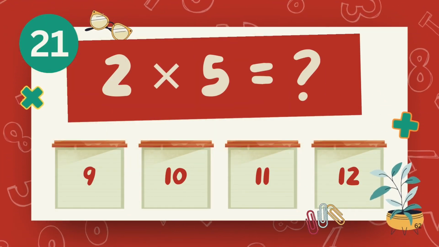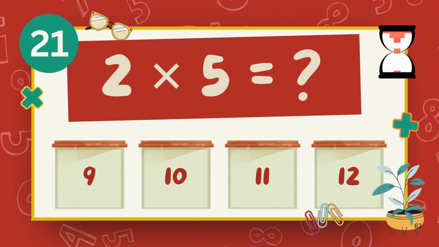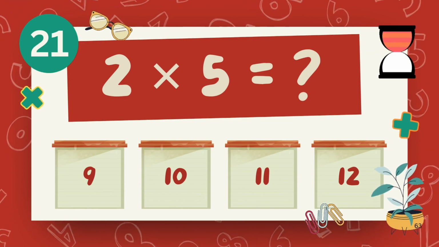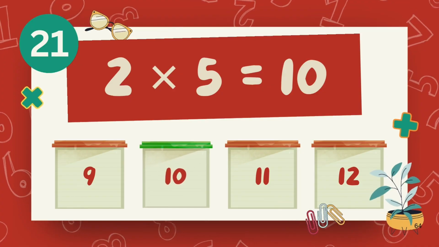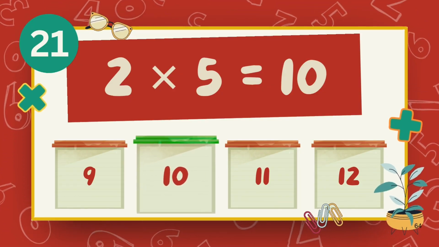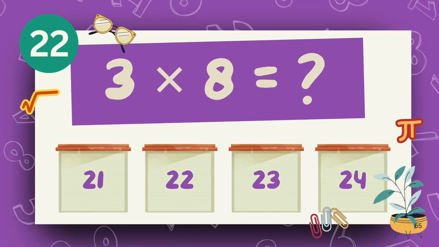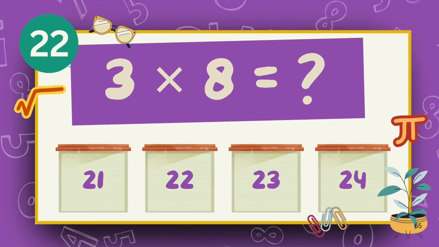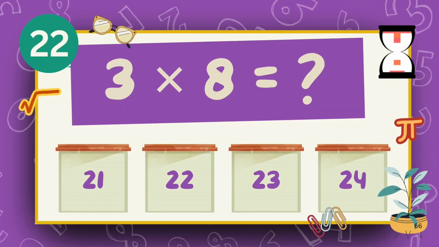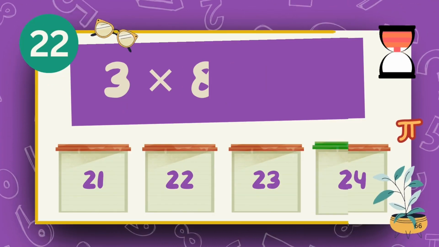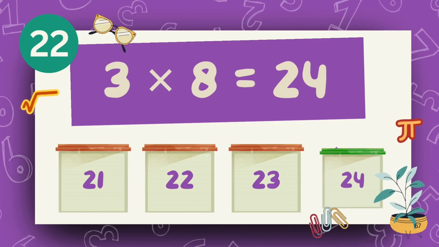What is 2 multiply 5? The answer is 10. What is 3 multiply 8? The answer is 24.